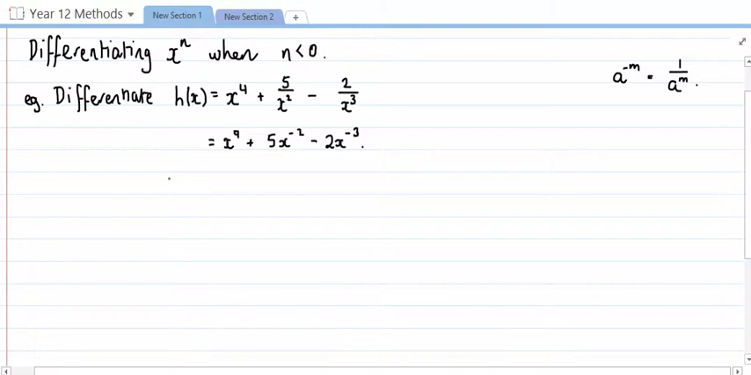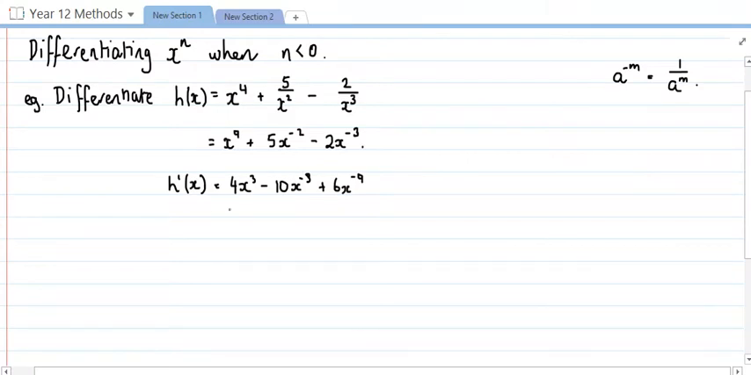So now I can actually evaluate this and say that h dash x is equal to 4x cubed. Now that's going to become minus 10x to the negative 3, and then it's going to become plus 6x to the negative 4. And I honestly wouldn't just leave it like this. It's kind of impolite to leave an equation with negative powers.